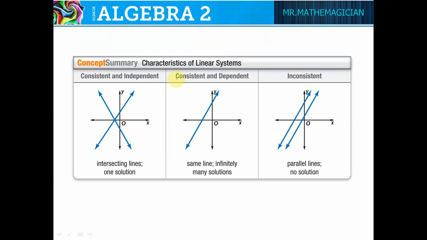Now this is the summary for the classification. Consistent and independent: they are intersecting lines and they have one solution in common. Consistent and dependent: they represent the same line and they have infinitely many solutions because we have an infinite number of common points on both lines. Now the inconsistent system: they represent parallel lines and have no solution in this case.